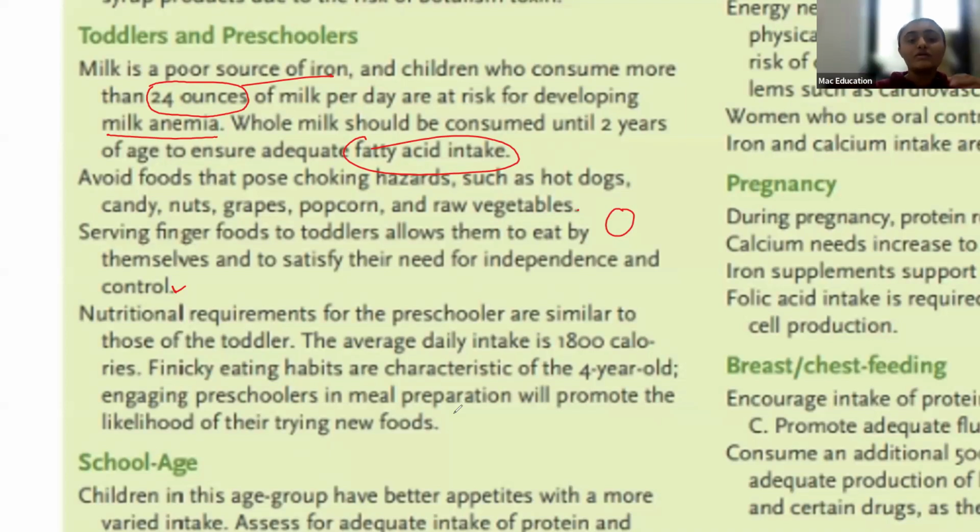So what we can do is engage the preschoolers in meal preparation. We can ask them what they would like to have in dinner or lunch. They will tell you that they want to have this. So you can engage them in the meal preparation. What happens then is they will think of trying new food, saying let's try this. You will engage them, let's try this and see how it tastes. That way we can overcome finicky eating habits. So this is the nutritional need for toddlers and preschoolers.